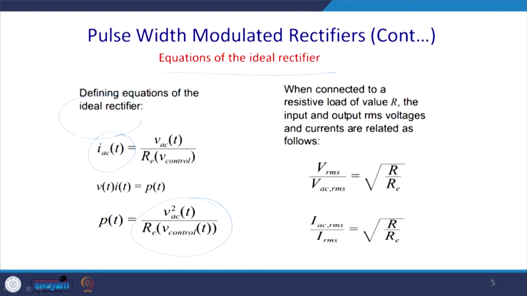Whereas, when connected with a resistive load, the input and output RMS voltage and current are related as follows: V_AC RMS by V RMS equals square root of R by R_E, and similarly for the currents. This is the expression. It is something like a transformer kind of entity.